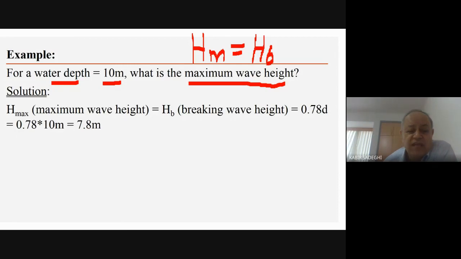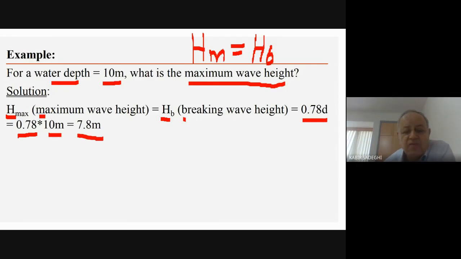Therefore, we assume that we have the breaking condition, H max equals HP, which is breaking. I told you from solitary wave theory, the limit between non-breaking and breaking wave was 0.78 E. Therefore, we multiply 0.78 times 10 meters, and we find 7.8 meters. That's all.